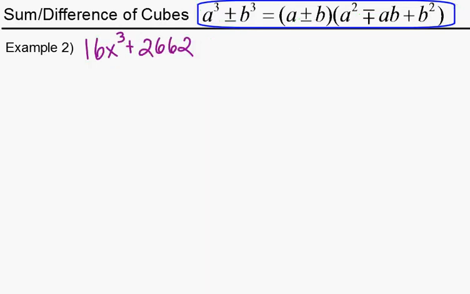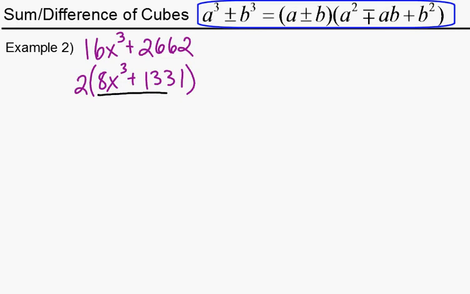Second example, a little bit more difficult. We have 16x to the third plus 2662. First thing I try every single time is GCF. And if we look right here, there will be a GCF. I can yank out a 2. It gives me 8x to the third plus 1331. And remember, that 2 right here is just chillaxing out front. He's not doing anything the rest of my problem. He's just going to stay out front.